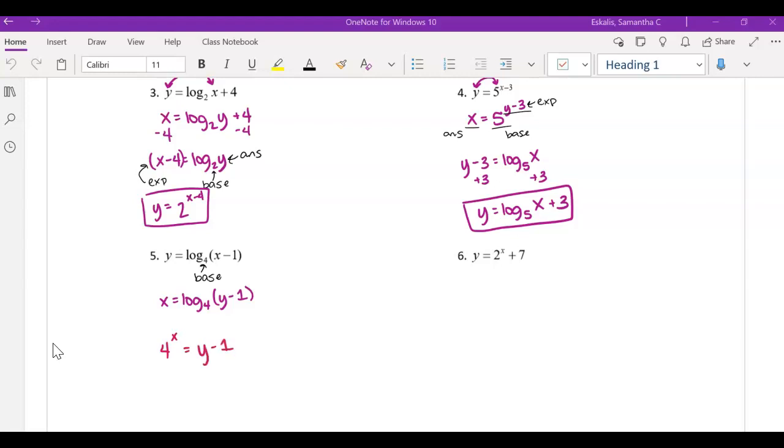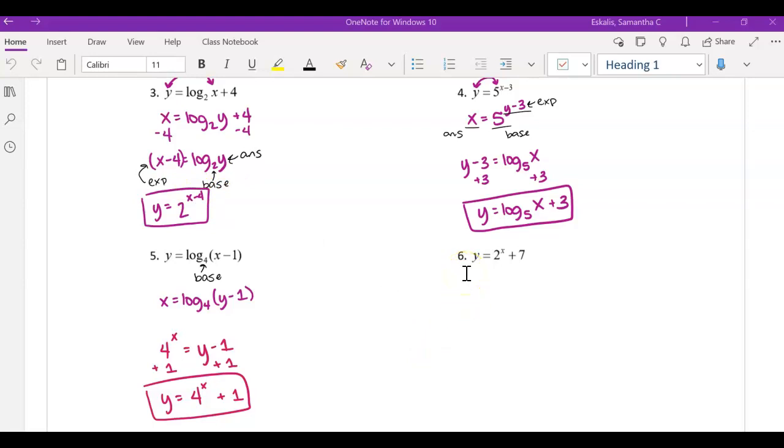Now we want to make sure that y is completely by itself. So we need to add 1 to both sides. And we'll get y equals 4 to the power of x plus 1. And I want you all to notice that this plus 1 is a big plus 1. It's not the tiny one that's next to the x. This represents a vertical shift. Remember that the little one represents a horizontal shift.